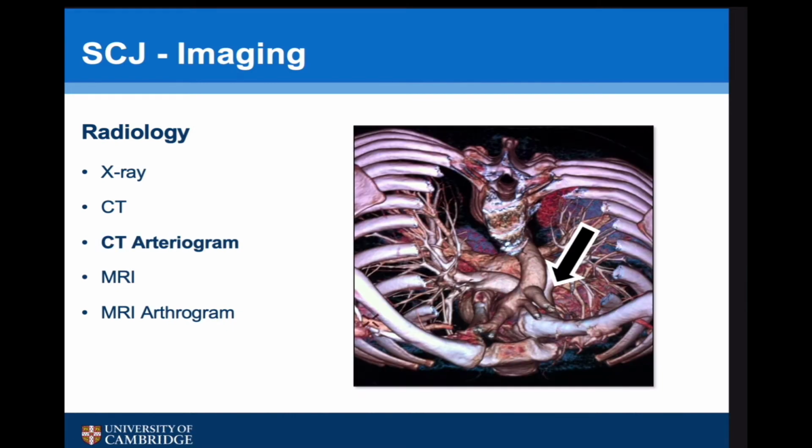A CT arteriogram really is an essential investigation for any acute posterior dislocation, and that lets us know what's happening to those important retrosternal vascular structures. In fact, they're rarely damaged, often there's compression, but it's a very important investigation.